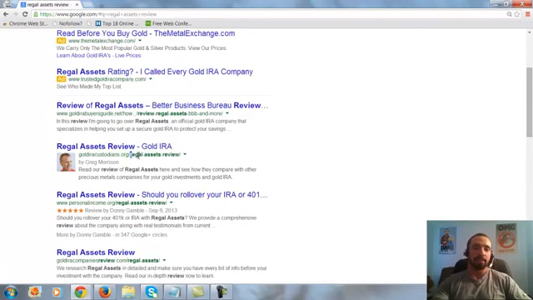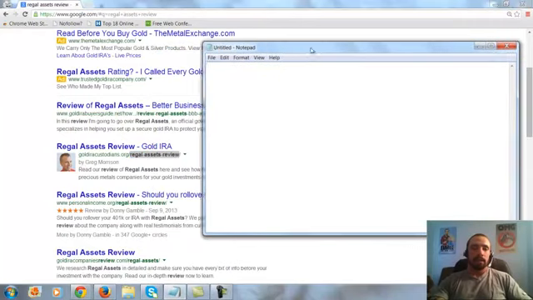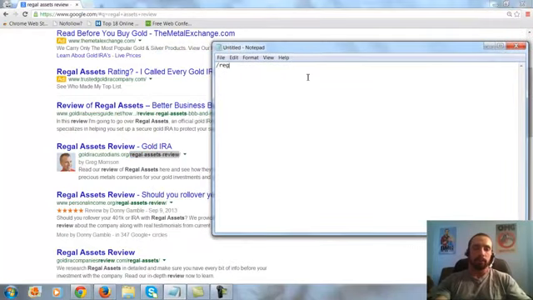I have the exact keyword in there. The reason this is working is because I only needed 3 or 4 links for this inner URL. So just think about how Google's looking at this. They're saying, okay, this guy has the inner URL as Regal Assets Review, and then my anchor text, I'll give you the exact anchor text pretty much.